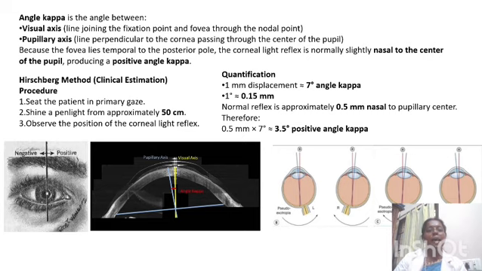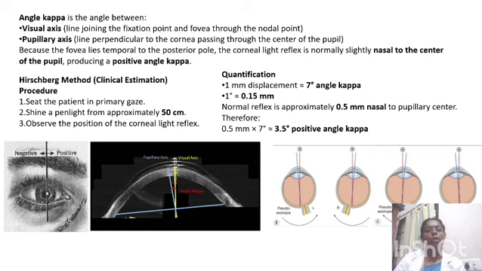Angle kappa is an important concept in the evaluation of strabismus because an abnormal angle kappa can simulate a squint even when ocular alignment is normal. Angle kappa is defined as the angle between the visual axis and the pupillary axis. The visual axis is the line joining the fixation point to the fovea through the nodal point of the eye. The pupillary axis is an imaginary line perpendicular to the cornea that passes through the center of the pupil.